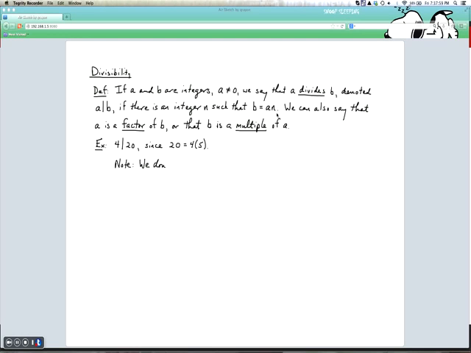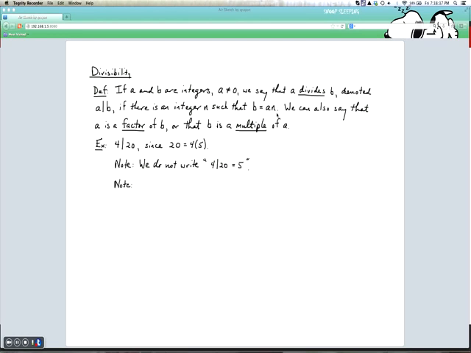We do not write things along this line: 4 divides 20 equals 5, for example. Okay, that's not what we're doing at all. We're not actually carrying out an operation. We're making a statement that it's either true or false. It's a logical statement.